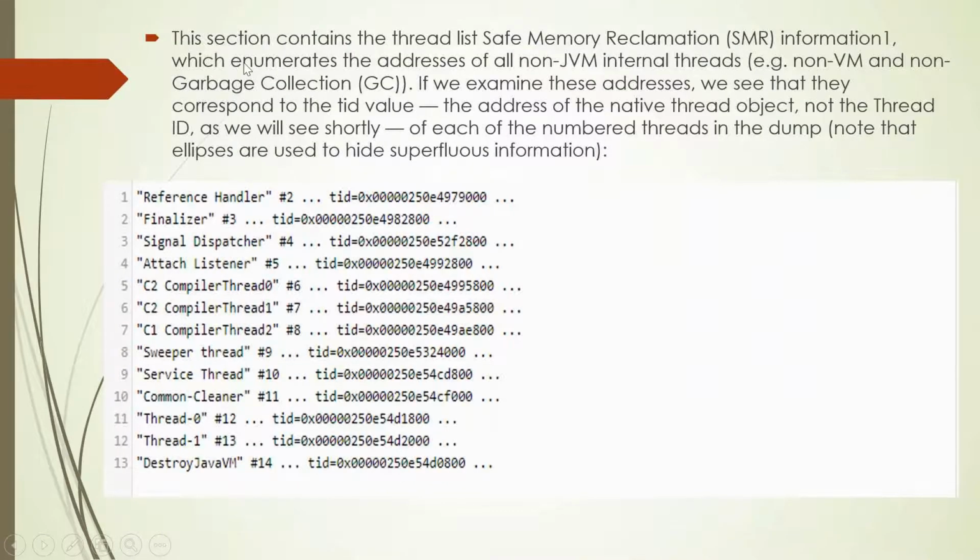SMR is nothing but safe memory reclamation. It has the addresses of all your JVM internal threads, for example, non-VM and GC threads. If you check this address, you can easily spot that they correspond to the thread ID value. You can see this is a particular thread ID given over there. Finalizer thread, reference handler, signal dispatcher. These are different types of C compiler threads, sweeper. So different types of native threads or JVM internal threads are there.